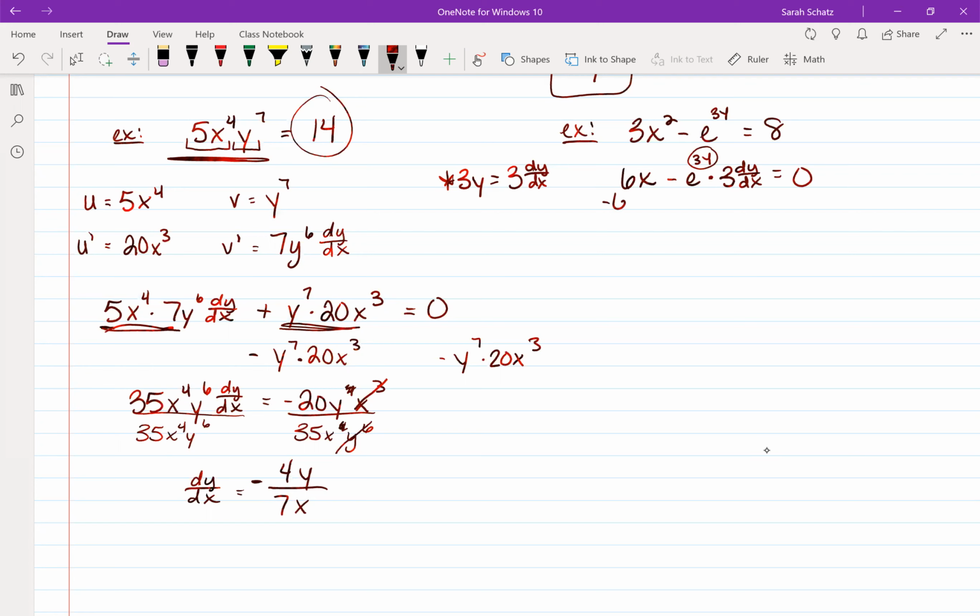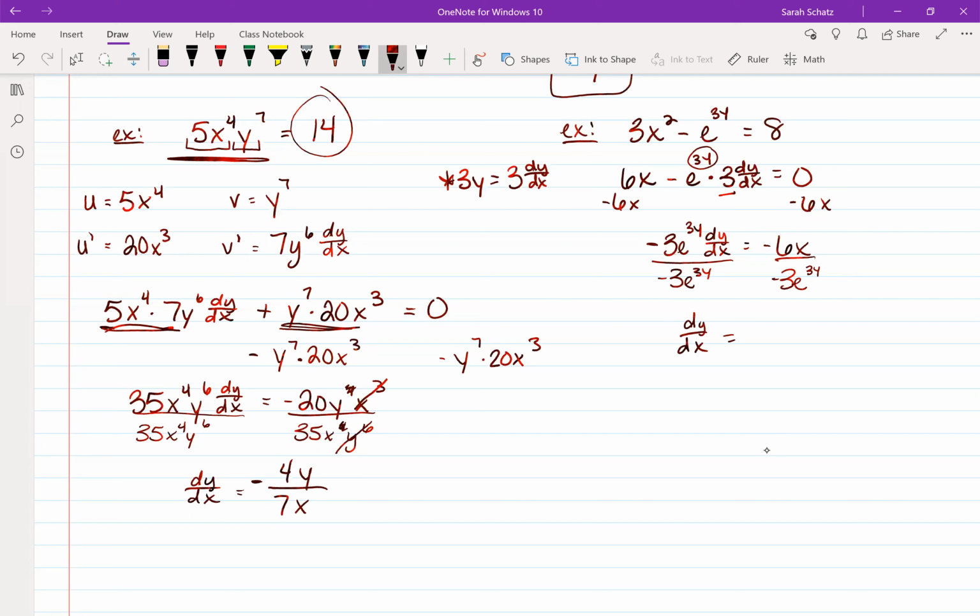So let's subtract 6x from both sides. Make sure you keep this negative here. So I have, let's put this 3 in front too. So let's do negative 3 e to the 3y dy/dx equals negative 6x. And then from here, as usual, we're going to divide by everything that's stuck to dy/dx. No, hold on. We're not dividing by dy/dx. That's what we're dividing by. Okay, so dy/dx is now alone.